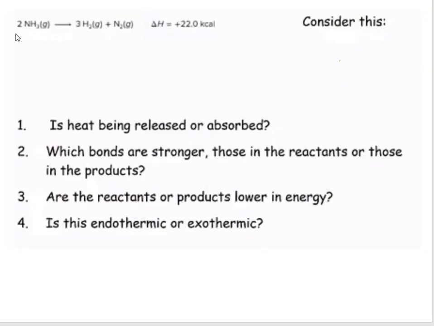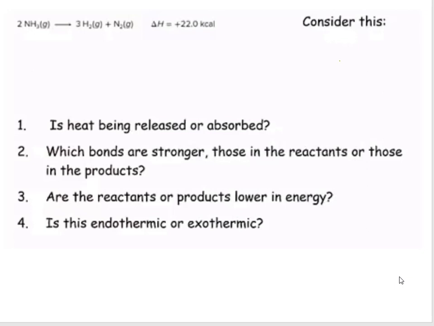Okay, so now let's look at this one. I have 2 moles of NH3 gas, and we can see that it is decomposing to 3 moles of H2 and nitrogen gas with a delta H of plus 22.0 kilocalories, and that should say per mole. Now, based off of this, I want you to see if you can answer these 4 questions. So pause the video, look back at your notes, and then press play and we can go over the answers.